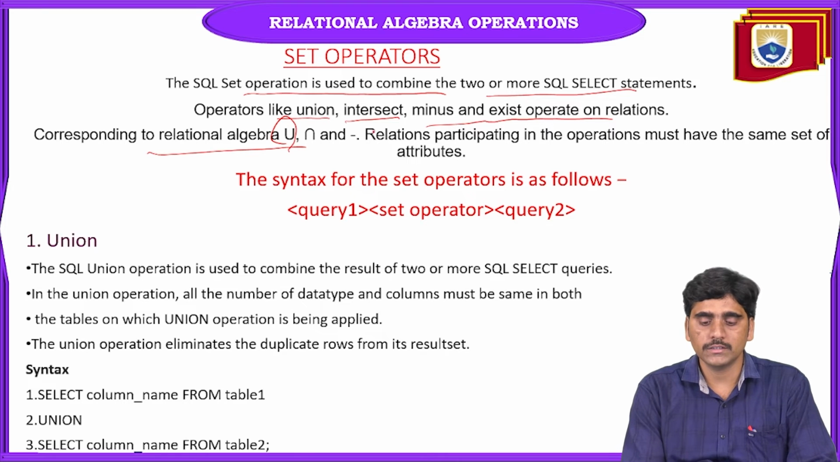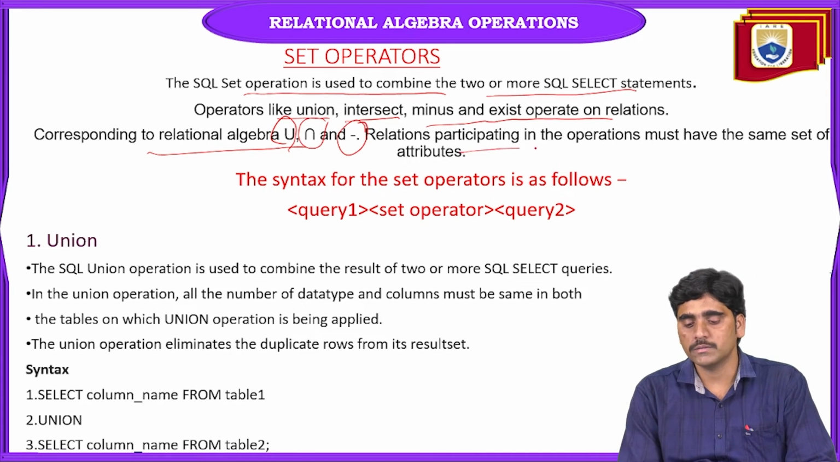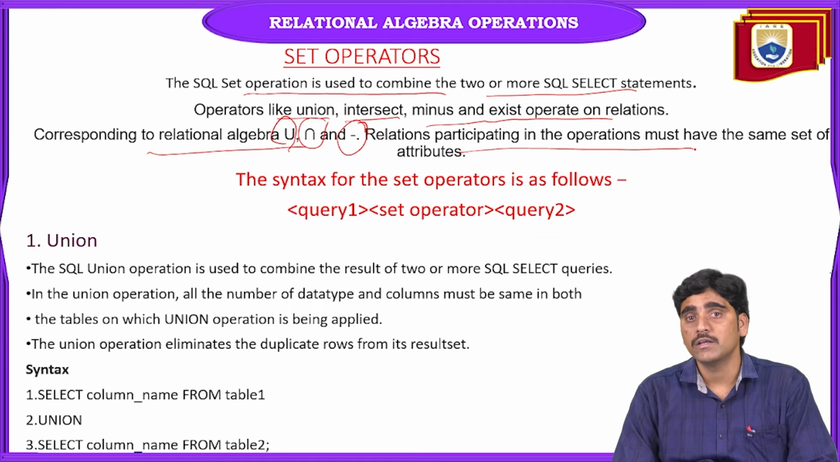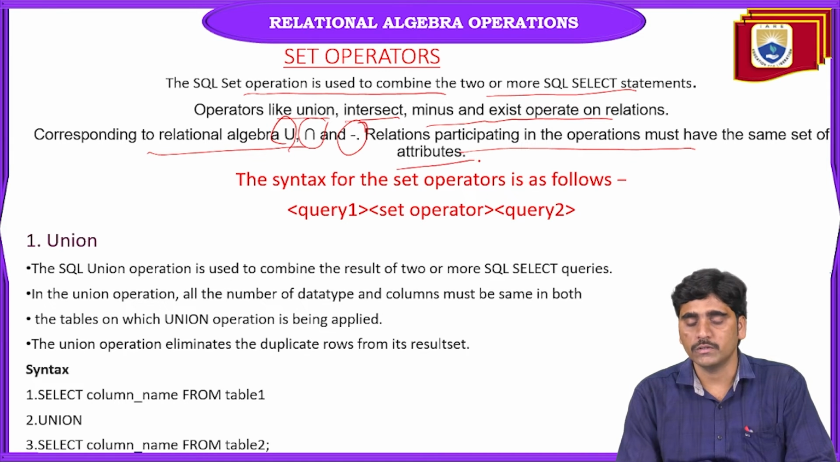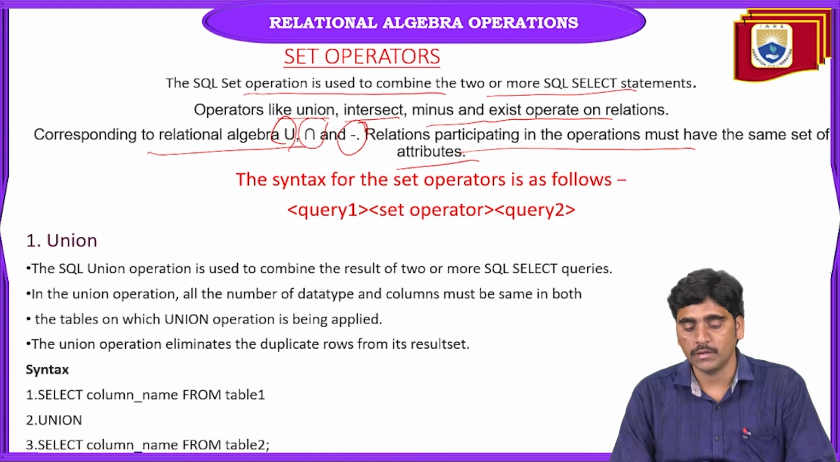This one, and the intersection symbol is what? This one, and the minus symbol is what? This one. Relations participating in the operations must have the same set of attributes. So the table 1 attributes and table 2 attributes must be the same.